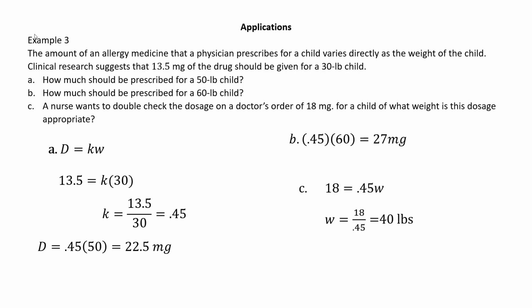So part C, a nurse wants to double check the dosage on a doctor's order of 18 milligrams. For a child of what weight is this dosage appropriate? So now we know the dosage and we're looking for the weight. So we would have 18 for D, the dosage, equals 0.45 times the weight. And if we divide by 0.45 on both sides, we get that the weight would be 40 pounds.